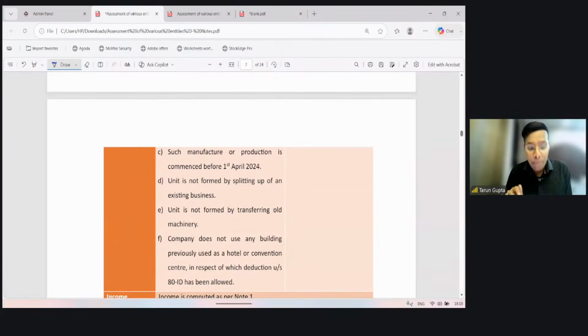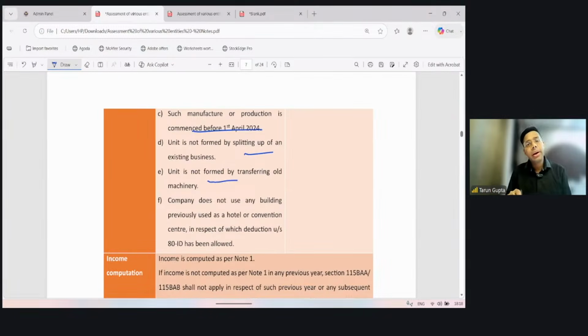Such manufacture or production must commence before 1st April 2024, that is, on or before 31st March 2024 is a sunset. If the manufacturing is commenced after such date, then you have missed the train. This benefit is not applicable. Of course, as we study, whenever there is a concession, it comes with a condition that the entity is not formed by splitting up, and the entity is not formed by transferring old machinery, and only 20% of old machines are allowed.